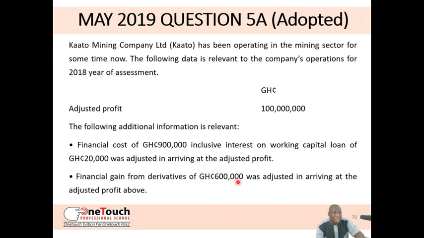This 220 must be added back. Or what some will do is that they first take out the whole of the 600,000 and then add back 880,000. The net effect is that you are adding back 220,000.